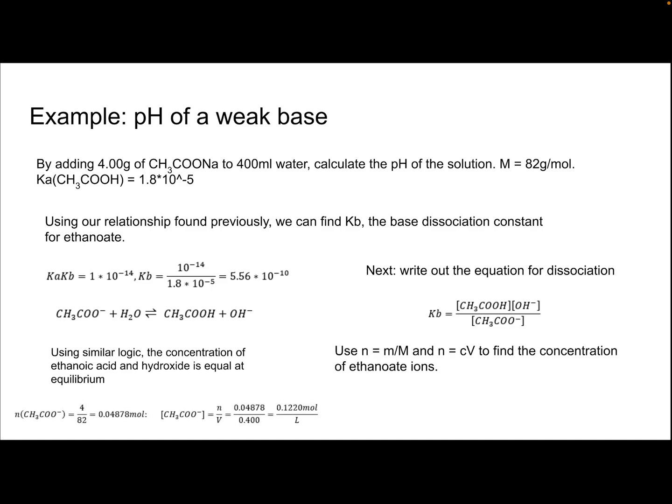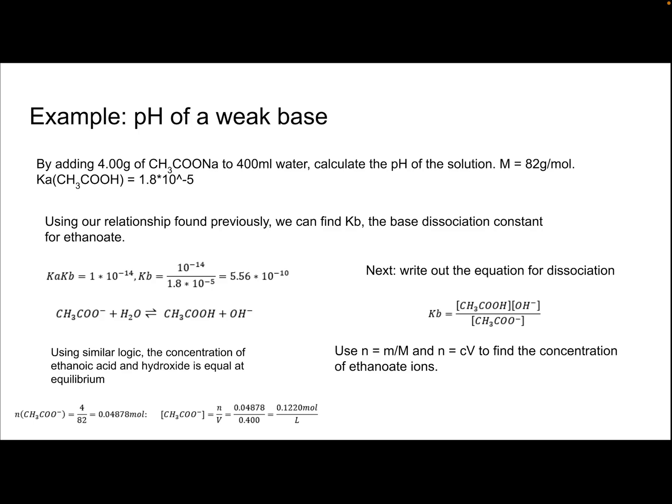So we have 4 grams of CH3COONa, so we can use 4 divided by 82 to give us the number of moles of ethanoate ions in the water, which in this case is 0.04878 moles. And we can find the concentration by saying that the amount divided by the volume is going to give us our concentration. So in this case, our concentration comes out to be 0.1220 mole per liter.